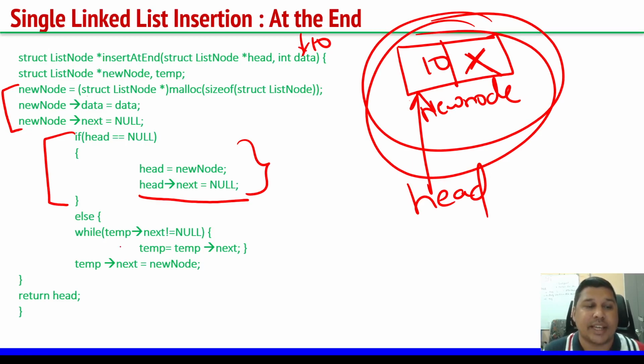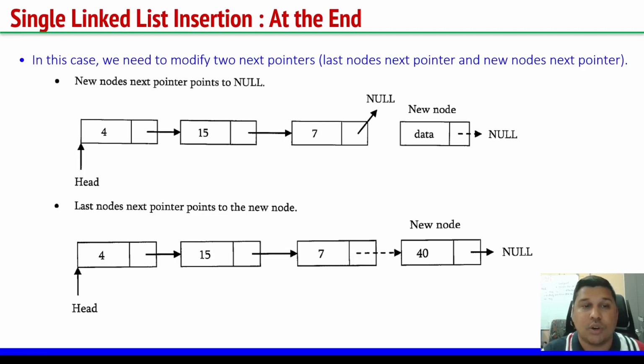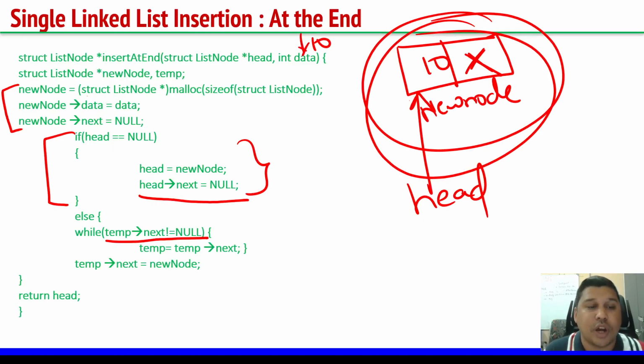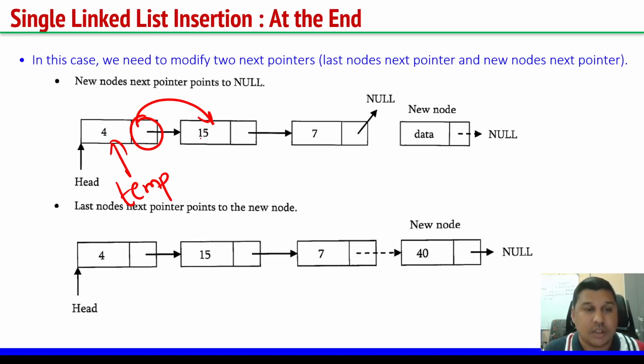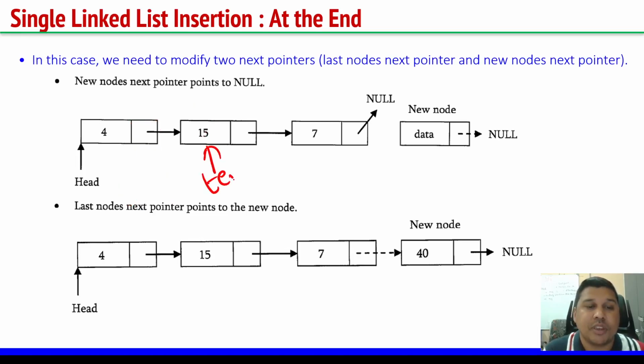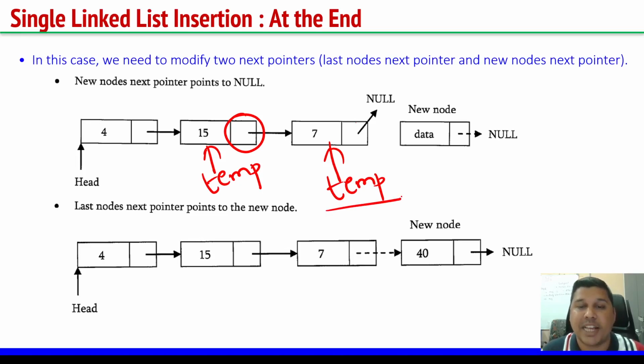Else what is the case? Else, while temp next not equal to null, we have to keep checking. This is our temp. While temp next is not equal to null, keep moving forward. How to move forward? Temp equal to temp next. So temp next means this becomes your temp. Now check, is this null? No. Then this becomes our temp. Is this null? Yes. Stop here. So temp has been reached in this position.